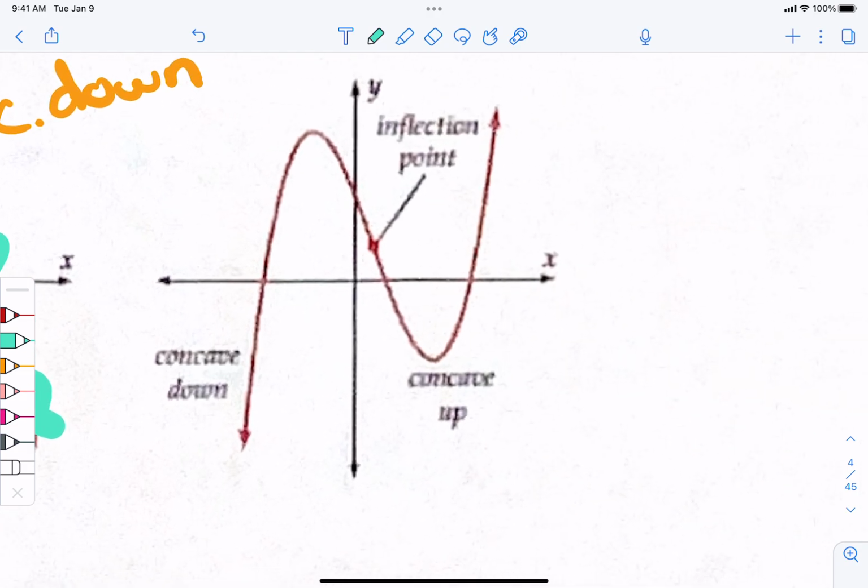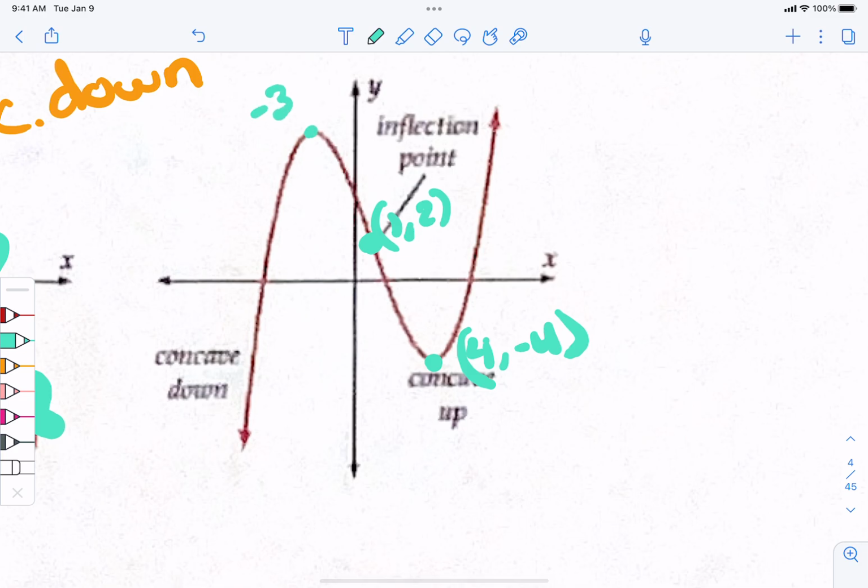I'm going to put some points in here. So pretend these points. Let's talk about this point right here, and let's say this point is at (1, 2). We'll make these points up. Let's say this minimum point is at, I don't know, (4, -4). Put these points in. And then this top point right here, we'll call that (-3, 7). Okay, let's do that. All right?